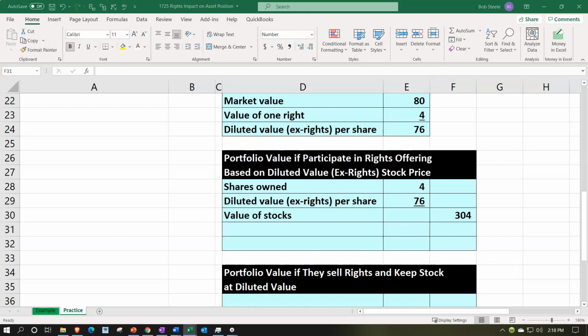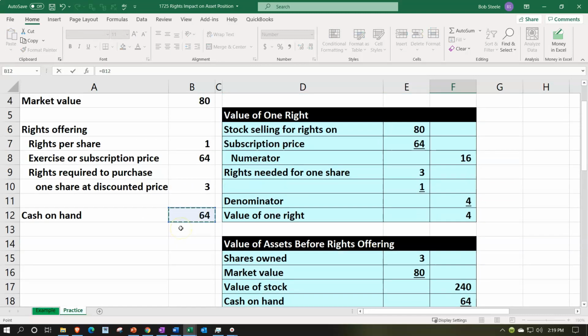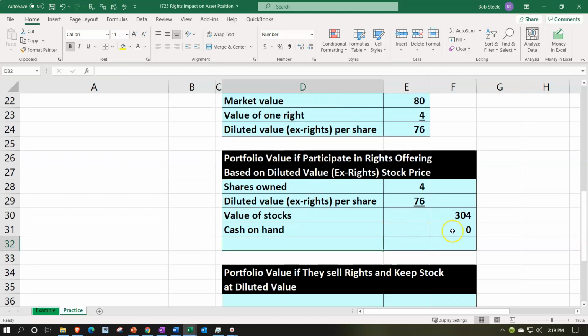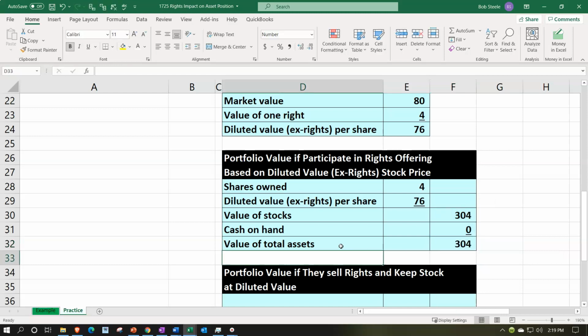I think that's exact. And then the cash on hand that we're going to have is going to be 0, because we had cash before of the 64, and then we've spent the whole $64 to exercise our option. We spent that $64 plus the 3 rights in order to buy that 1 extra share. So that brings it down to 0. We've got no more cash on hand, but our ending position for the value is going to be equal to the sum of the 304 plus 0, or simply the 304.